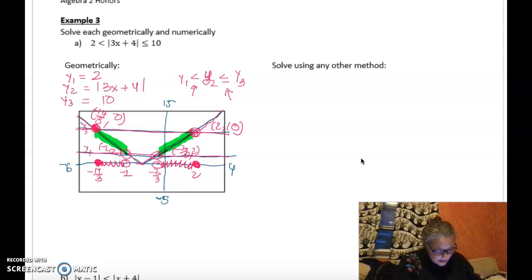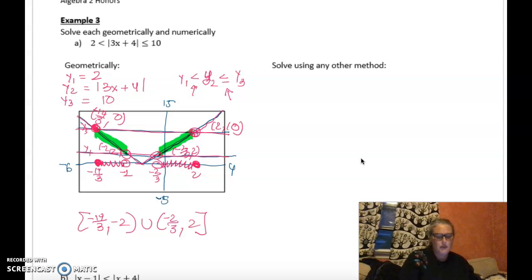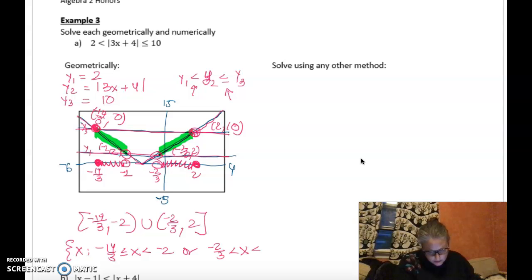It was from negative 14 thirds to negative 2, inclusive of negative 14 thirds, union negative 2 thirds to 2, inclusive of the 2. And if I did set builder x such that x is, oh, I did that wrong. Whoopsies. It's a between statement, right? So negative 14 thirds is less than or equal to x, which is less than negative 2. Write the word or. Do not use a comma. Do not use a union symbol. Negative 2 thirds is less than x, which is less than or equal to 2.